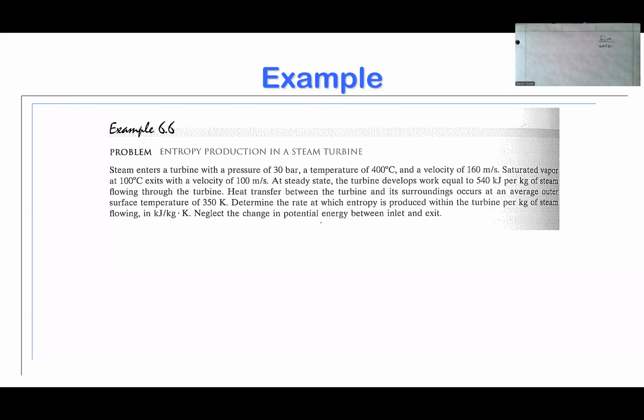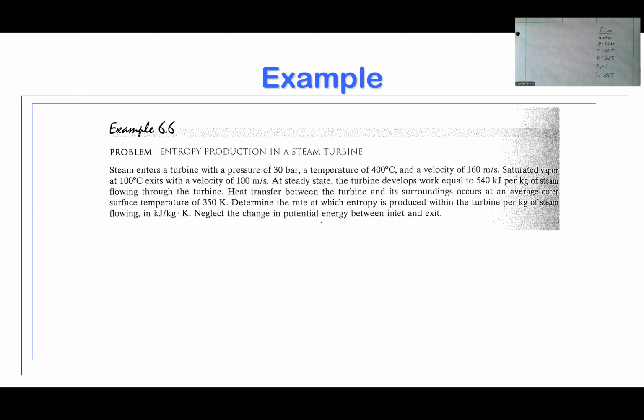Steam enters a turbine with a pressure of, this text likes using bars, 30 bar. We'll talk about converting that in a second. With a temperature of 400 degrees C and an inlet velocity of 160 meters per second. Saturated vapor at 100 Celsius exits. So I'm going to say x2 is equal to 1. That's a shorthand way of writing saturated vapor. x means it's saturated. 1 means it's 100% vapor. x2 is equal to 1. T2 is 100 degrees C.